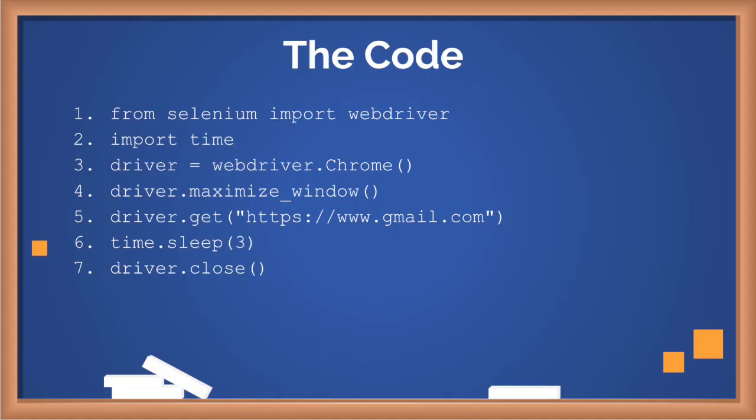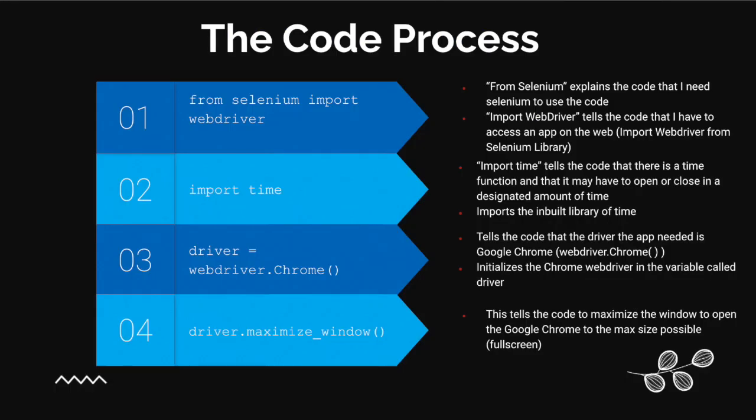Okay, so here's my code. I know it's only 7 lines, but each line is essential to creating my product. So in each line, I'll go into detail. First, from selenium explains that I need Selenium to use the code to create my product. Import webdriver tells the code I have access to an app on the web. Import webdriver from selenium, which is a library.